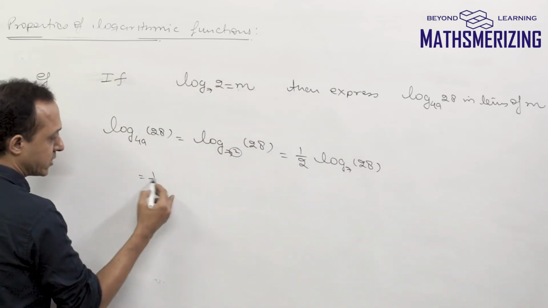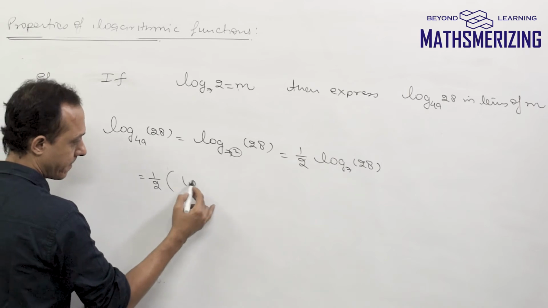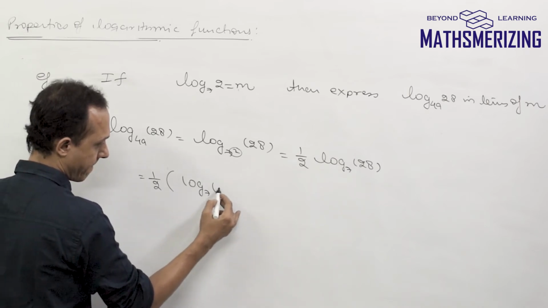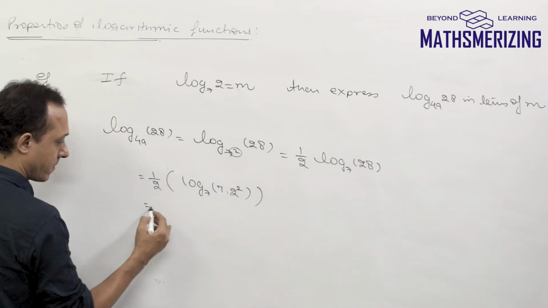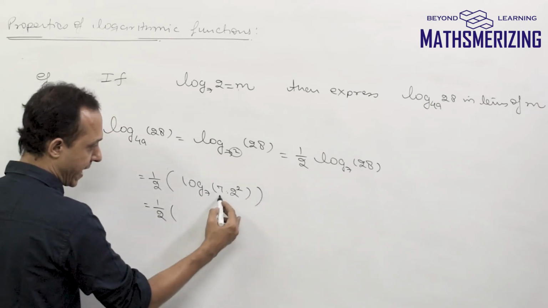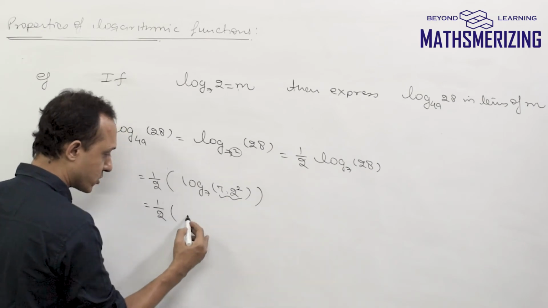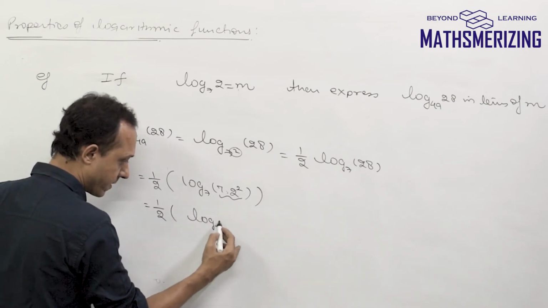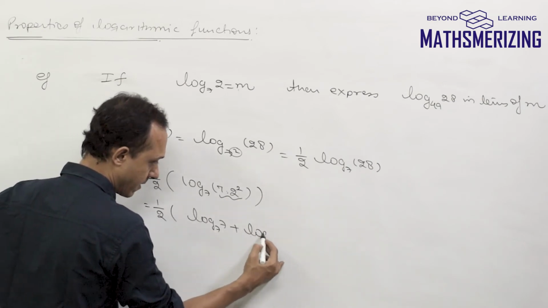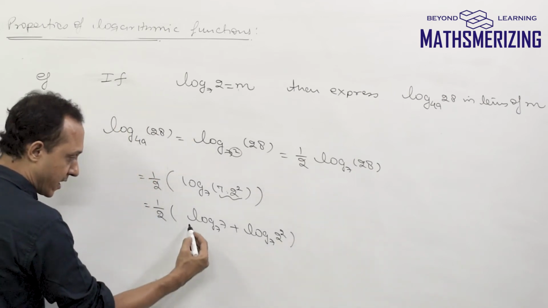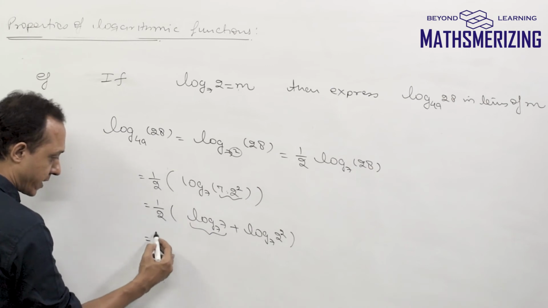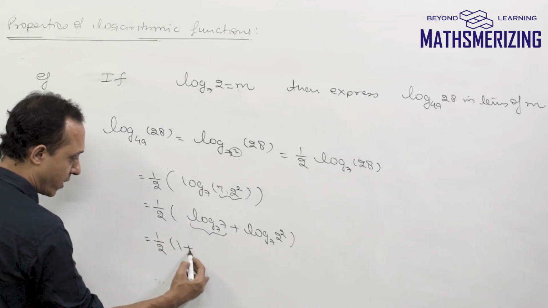Now I can also write this 28 as 7 into 2 squared. Now log m into n is log m plus log n. So I can write it as log 7 base 7 plus log 2 squared base 7. Now log a base a is 1. So I can write it as 1 by 2, and this is 1 plus.